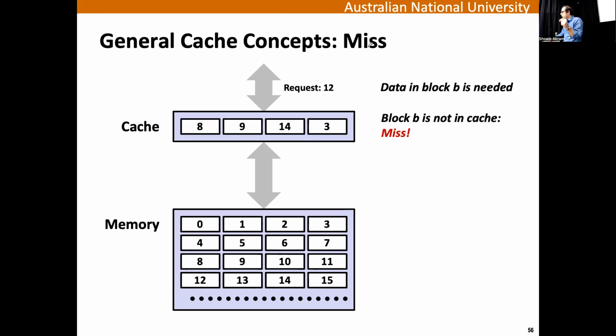In this case, you need to go to memory, and you need to do what? What do you need to do now? Bring 12 to your cache. Now, when you bring 12 to your cache, you need to decide where to place it and which block to evict. You need to find a victim block.